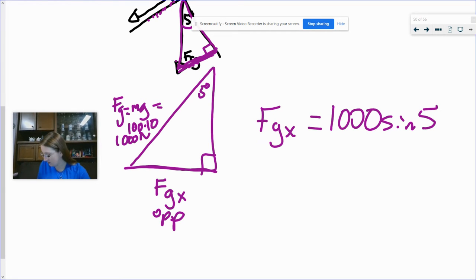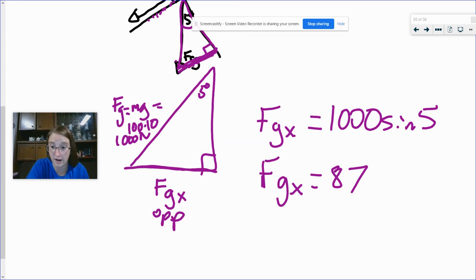So we plug this in the calculator. We should get a force of gravity in the x direction. Wow, not much. Did that right, yeah? Please tell me I'm not in radians. Let me double check. Good, okay, that's interesting. 1,000 sine 5. Yeah, I guess it's a very low hill. It is 87 newtons.